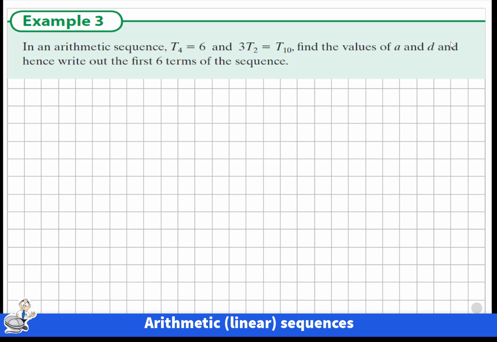Okay. So this is slightly different. There's an arithmetic series, so I know starting off it's linear. I know that term 4 is equal to 6. I know that 3 times term 2 is equal to term 10. And we're asked to find the values of A and D. This time I am forced into using the term n formula. A means the first term, term 1, and D is the common difference or first difference.